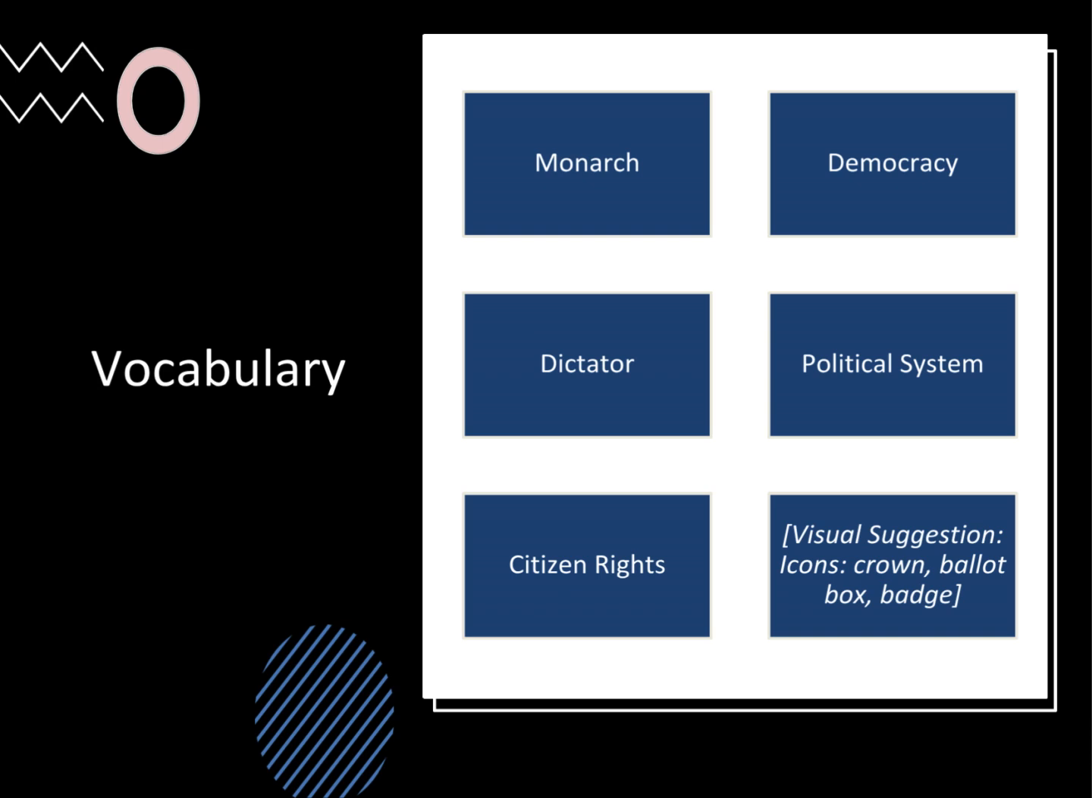Slide number three will be the vocabulary: monarch, democracy, dictator, political system, citizen rights. And our visual suggestions will be icons: crown, ballot box, badge.